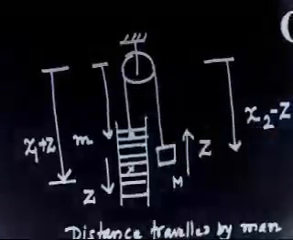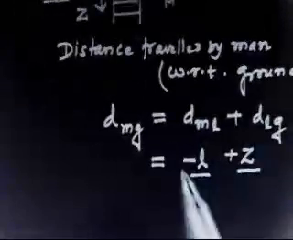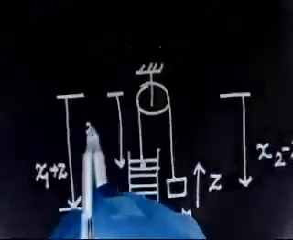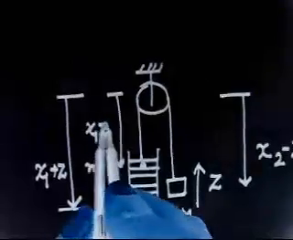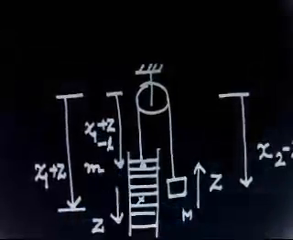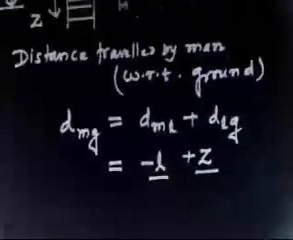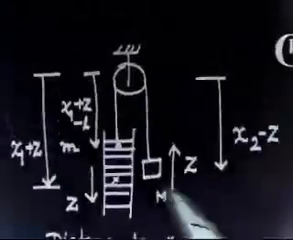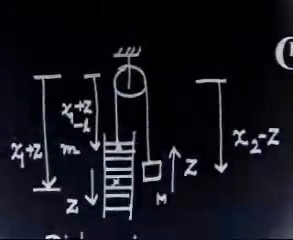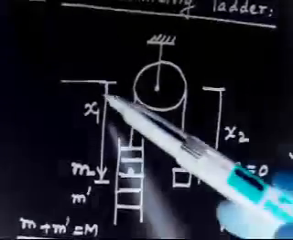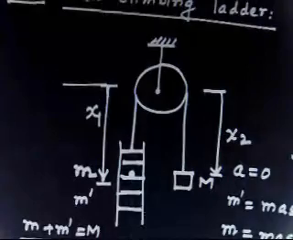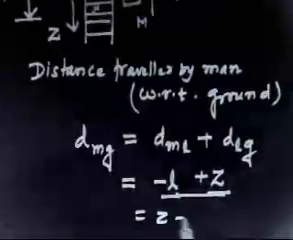So it was initially x1 and it has gone downward with this displacement z minus l. So now it will be x1 plus z minus l. Are you getting? Try to understand once again. The displacement of the man with respect to ground is this. The initial coordinate of the man was x1, so this is the man's coordinate initially. Now the man has gone down with respect to ground by a distance of z minus l.